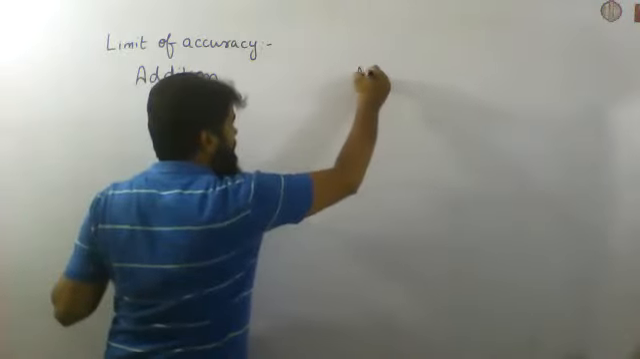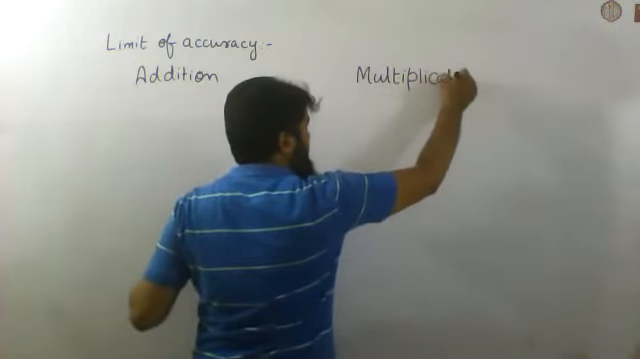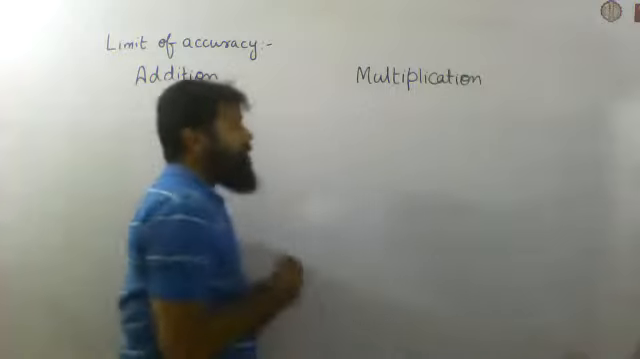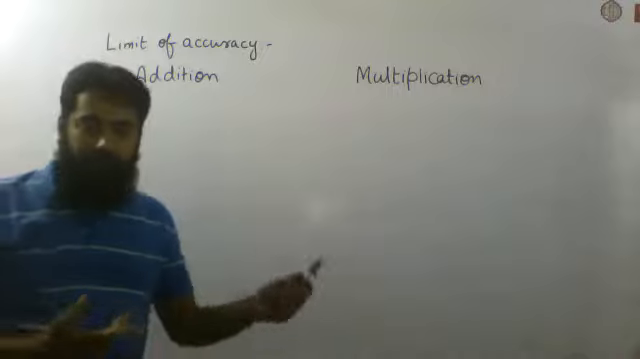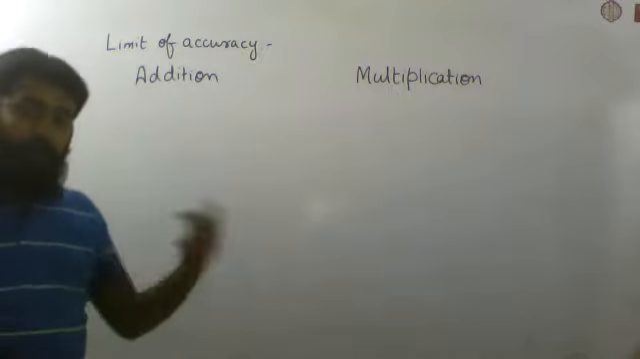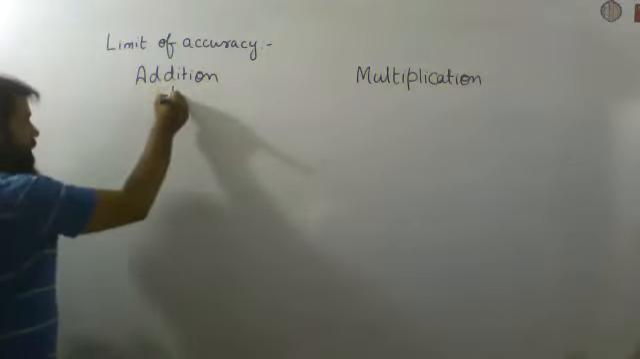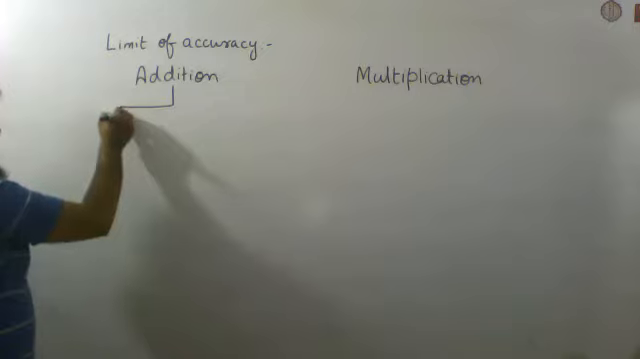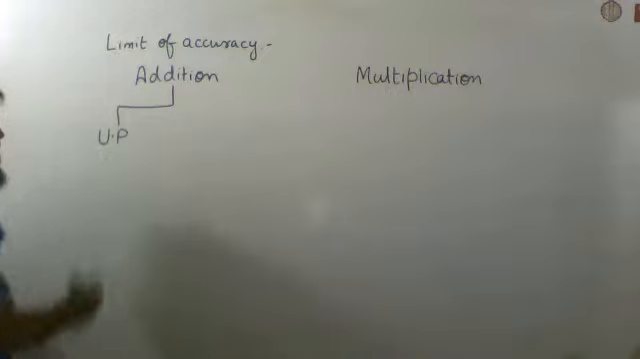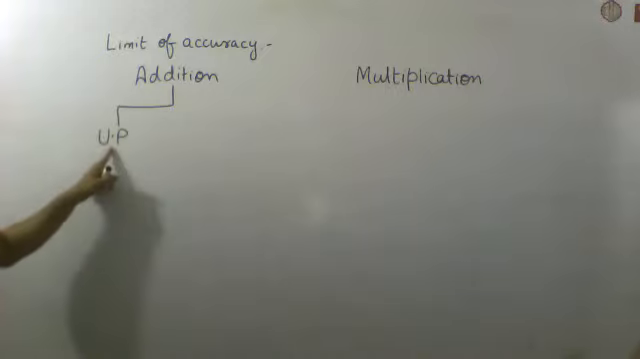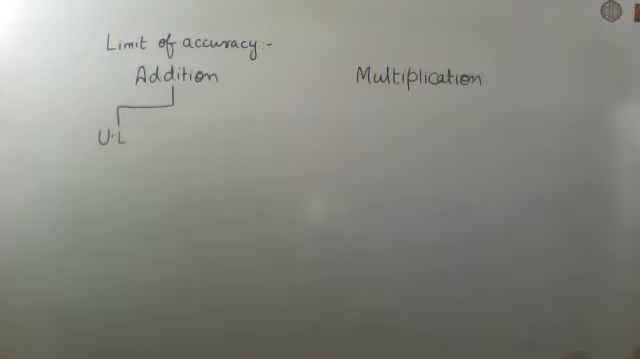and multiplication. Like if some numbers are given and you have to multiply them, and if you have to add them, you have to find the upper and lower limit of addition and multiplication. So what will you do? See, in case you have to find the upper limit of addition, what will you do?